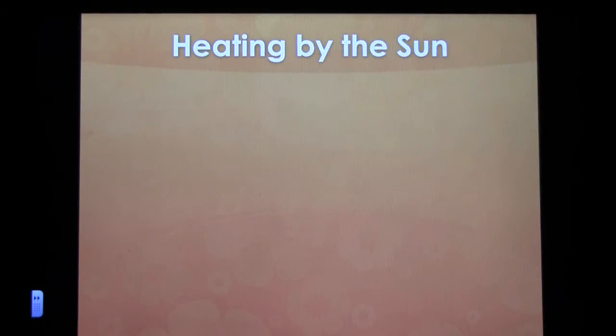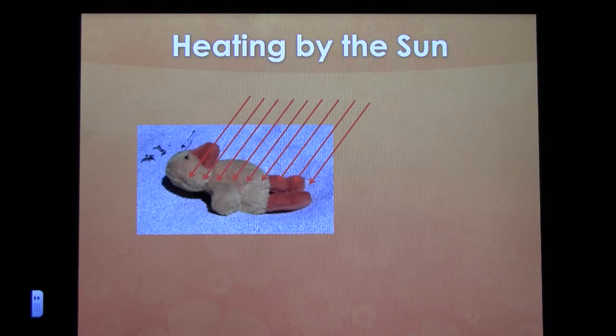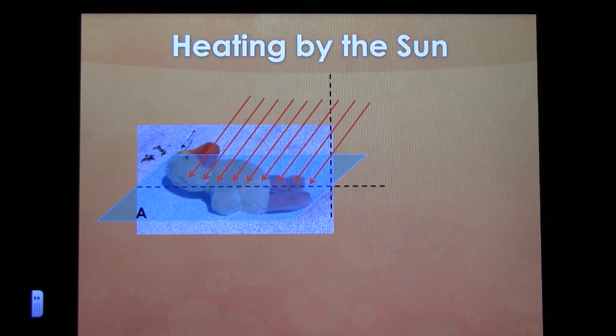To determine the rate of radiation by the sun, or heating by the sun, consider our sunbathing duck. The sun's rays are radiated through empty space, through Earth's atmosphere, and then are incident upon the duck. We will use the surface area of the duck, which we will estimate as a rectangle with surface area A. It is also important that we establish a coordinate system, an X and Y system. The sun's rays make an angle theta with the vertical or the y-axis.